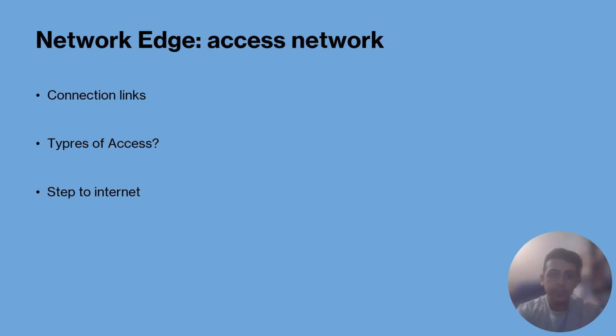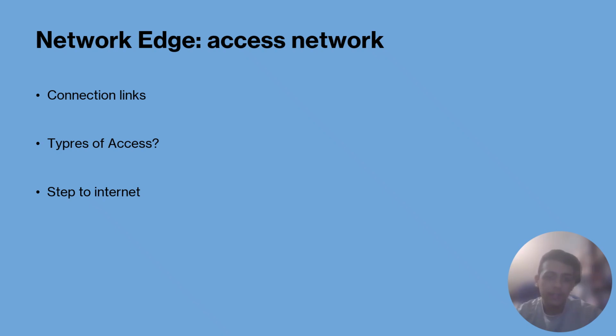Alright, next we'll be talking about the access network. An access network is the part of the network's infrastructure that connects end user devices to the broader internet. It serves as the direct link between individual hosts and the core network. With connection links, the network establishes the pathway that allows data to travel between a user's device and the larger network. It acts as an essential layer that enables communication and online activity.